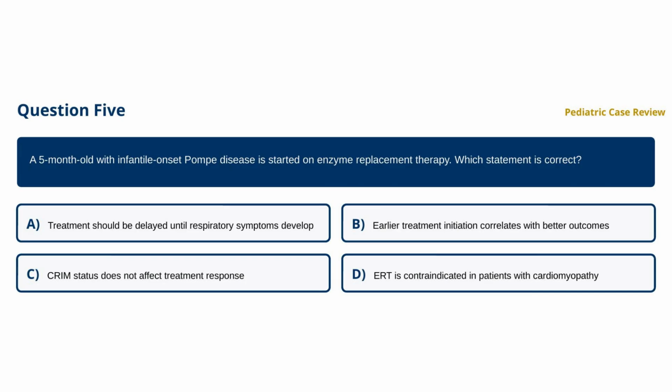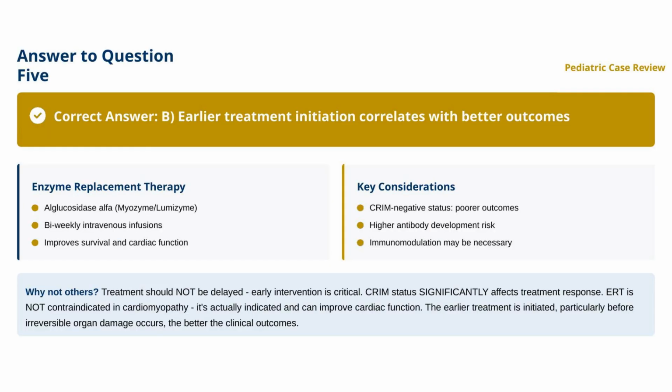Consider the principles of enzyme replacement therapy for Pompe disease and the importance of early intervention. Think about how factors like timing of treatment initiation and patient characteristics affect outcomes. The correct answer is B. Earlier treatment initiation correlates with better outcomes. Alglucosidase alfa, marketed as Myozyme or Lumizyme, is the approved enzyme replacement therapy for Pompe disease, administered as biweekly intravenous infusions.